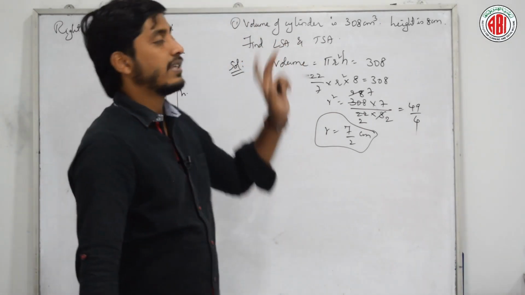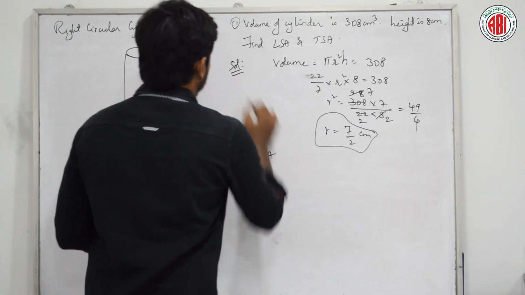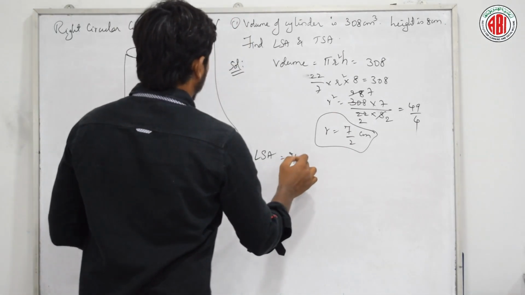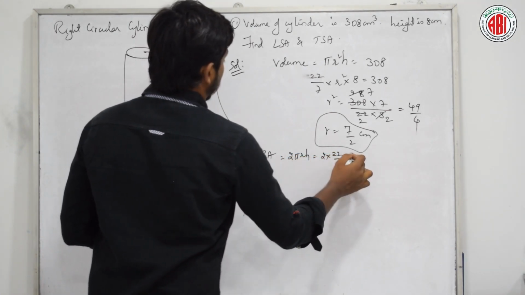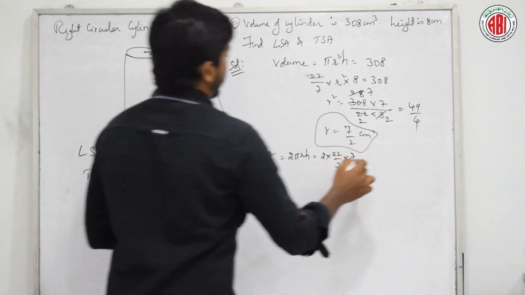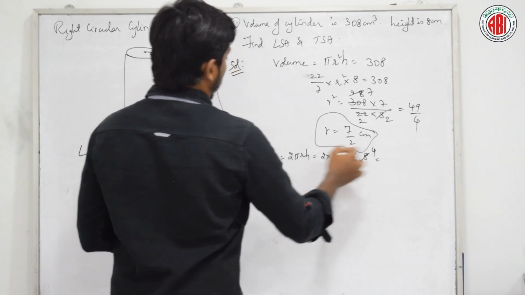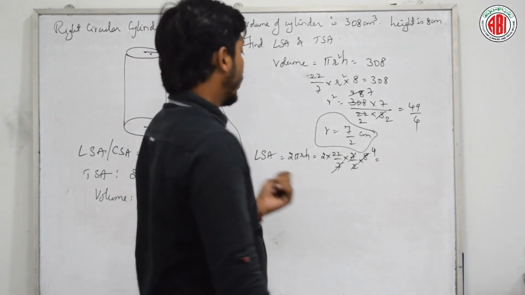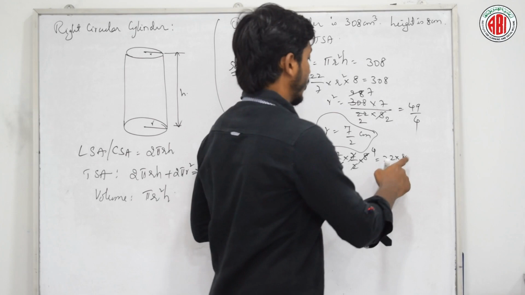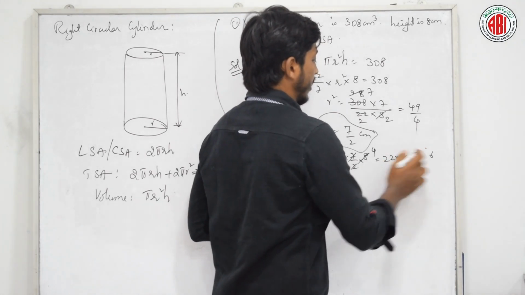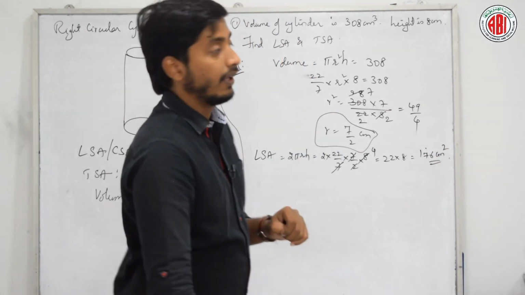He is asking us to find LSA and TSA. Can we substitute and find? Yes, right. See here, LSA is equal to 2 pi r h, 2 into 22 by 7 into what is r? 7 by 2. What is h? 8. 7 7 will get cancelled. 2 1s are 2, 4 2s are 8. Okay, 22 into 8. Tell me how much is it? 176 centimeter square. Clear? Fine.